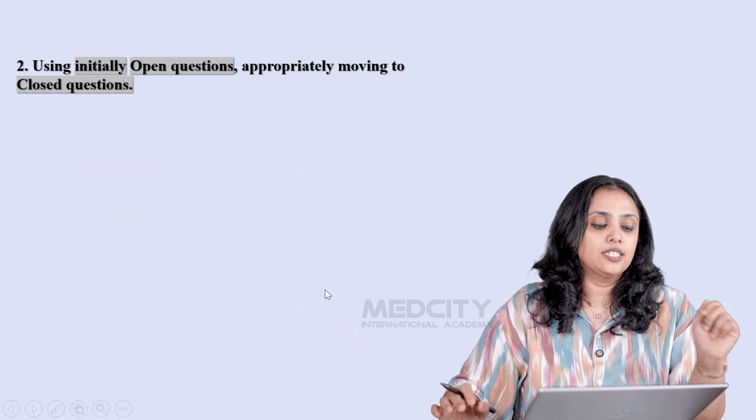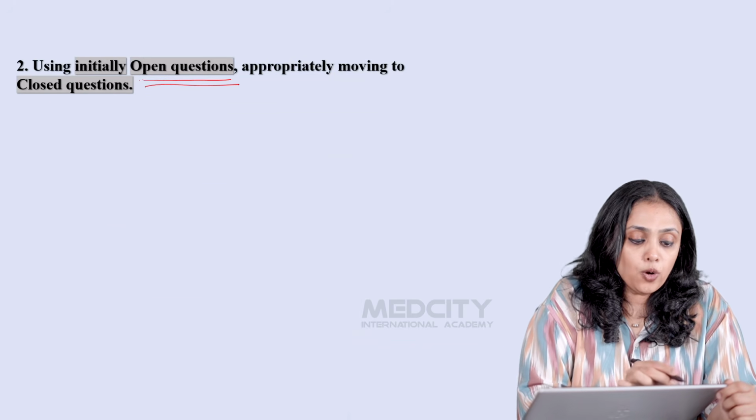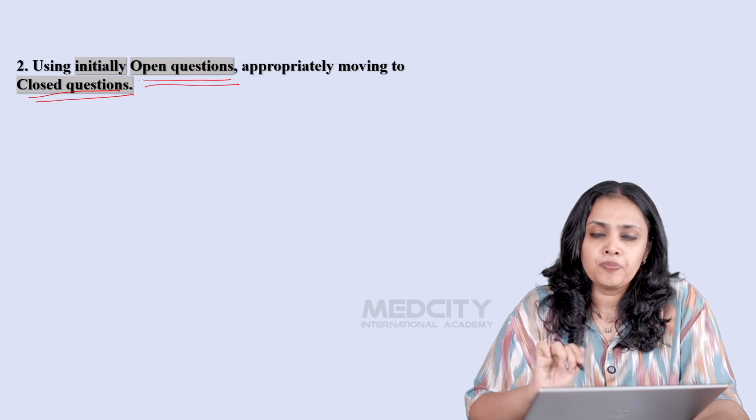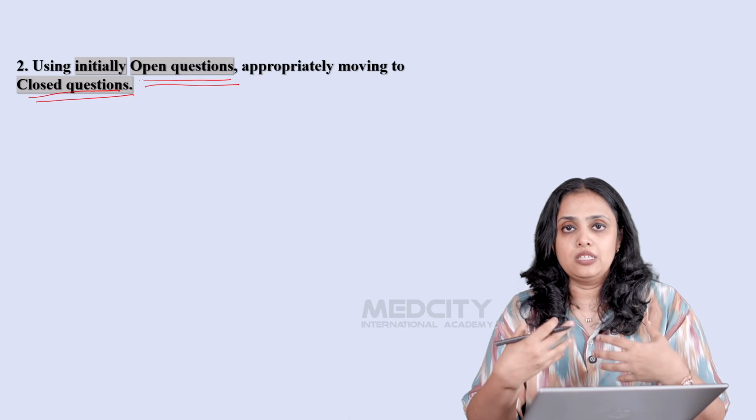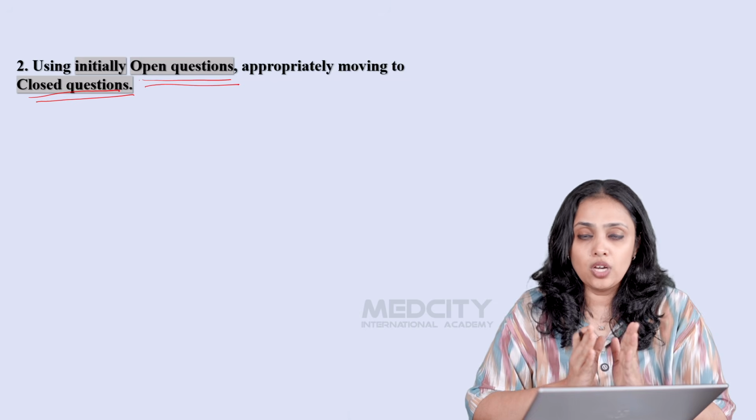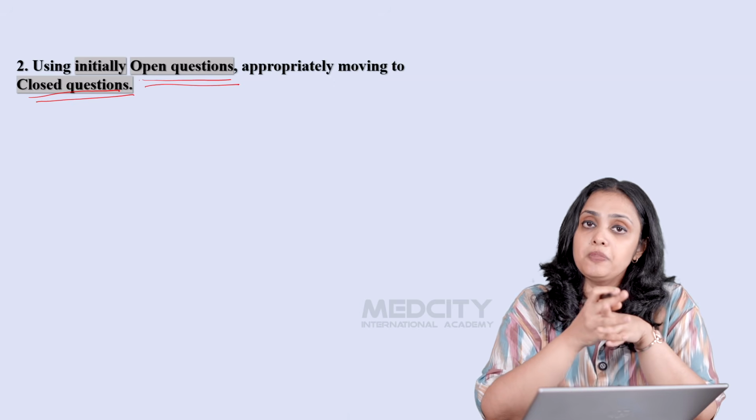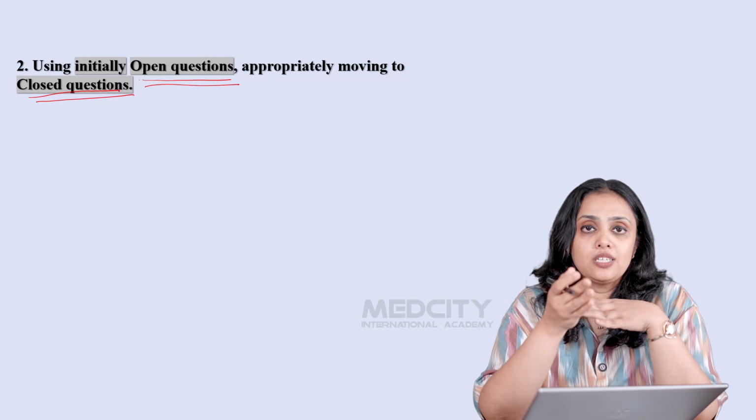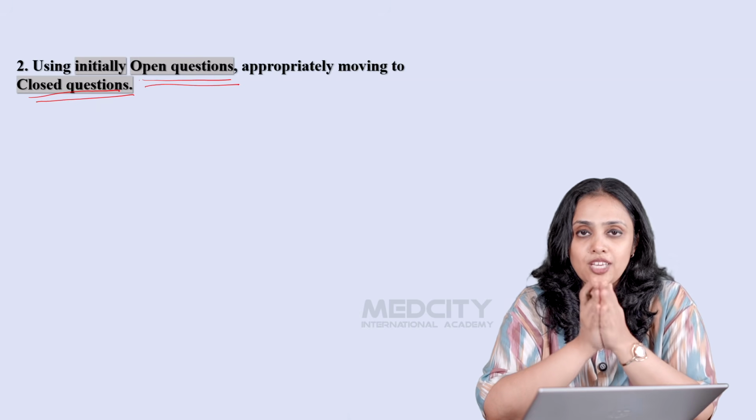The second point under information gathering is using initially open questions and appropriately moving to closed questions. Now, what do you mean by open questions and closed questions? Open questions give an opportunity to the patient to express his perspective or his story completely. When you ask open-ended questions, you are giving a wide range of possibilities to the patient to give answers. But if it's a close-ended question, you're just narrowing it down. The answers can have only two possibilities, either this or that. So you should not restrict the patient's communication like that.